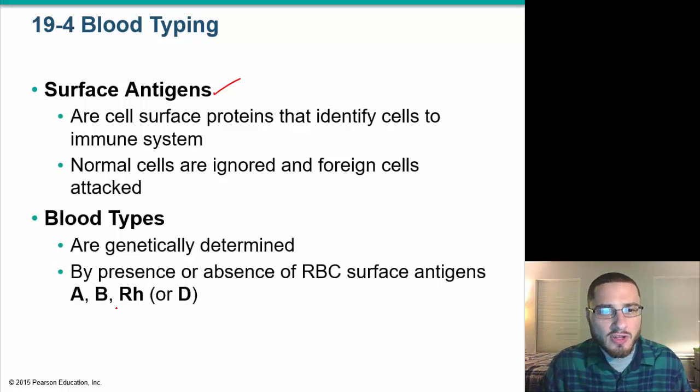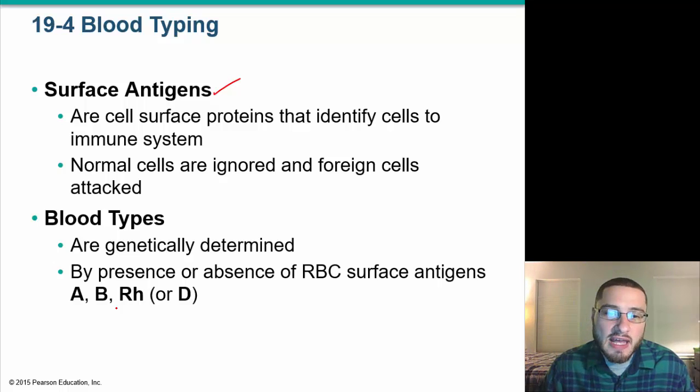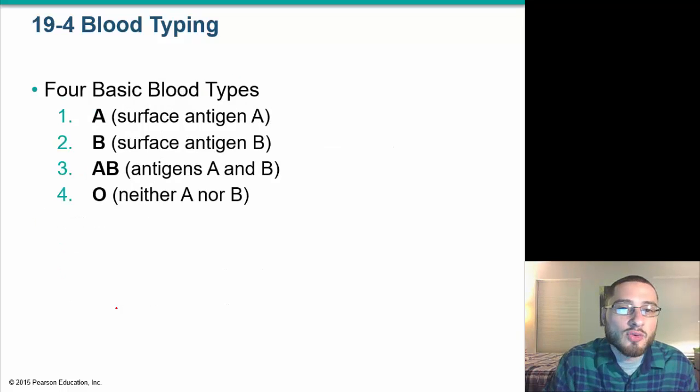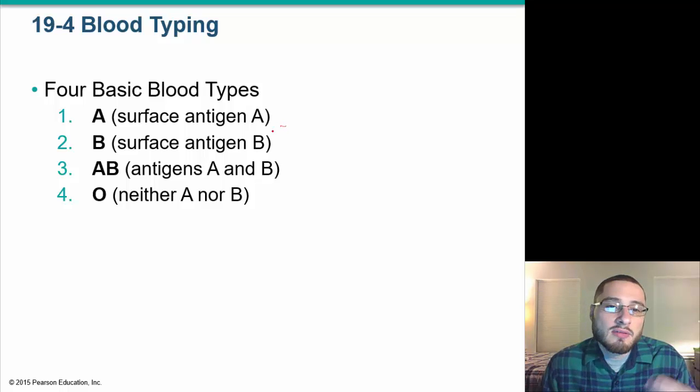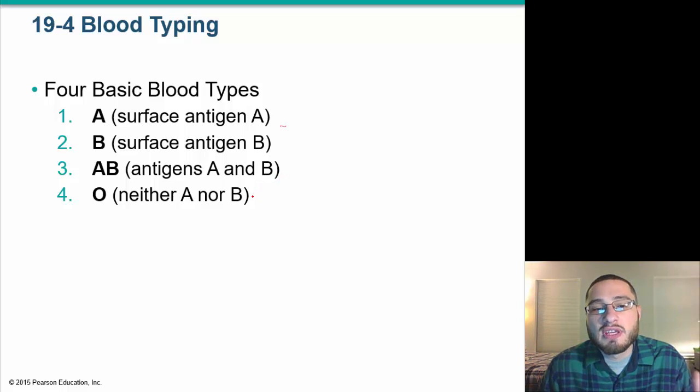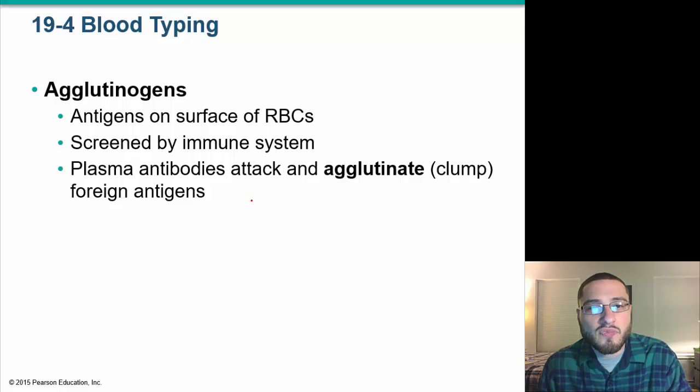Do not attack it. There's different blood types, which is determined by genetics. So presence or absence of these surface antigens, you're going to have either A, B, you could have both, you could have neither, and then you're going to have an Rh factor, which is either going to be present or not, and that is what gives us our positive or our negative. So we have surface antigen A, that would be A. All right, surface antigen B, that would be B. And then if we have A and B, it's AB. And if we have neither A nor B, then we're going to have type O.